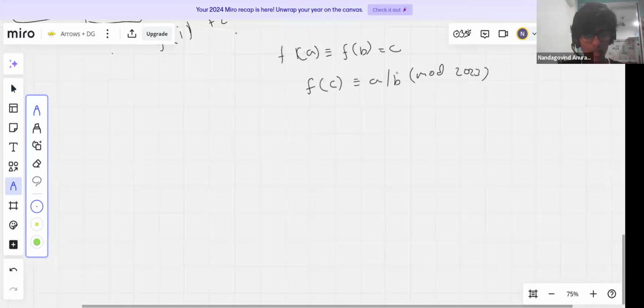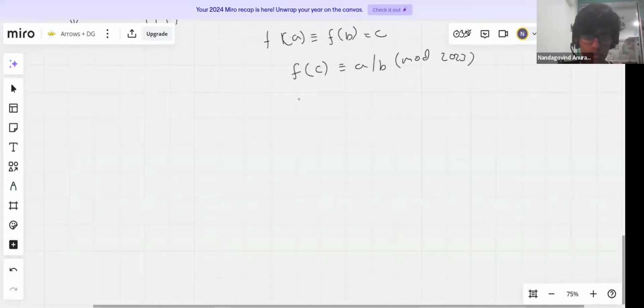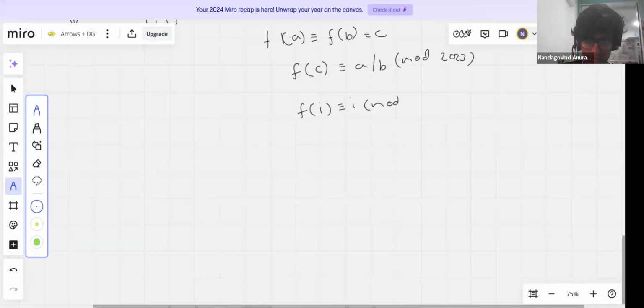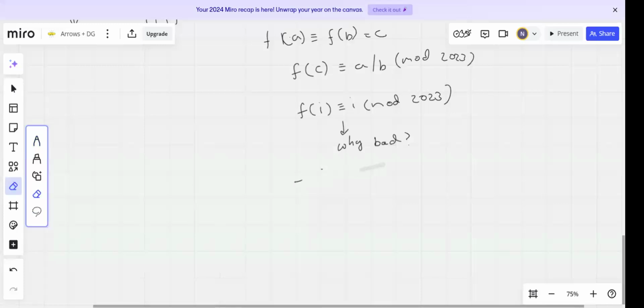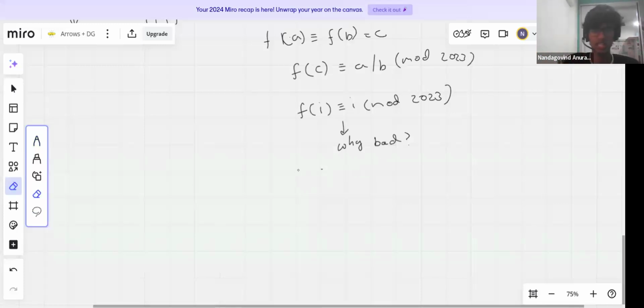But I'm just telling that f of i is congruent to i mod 2023. Why is this bad? This is not related with injectivity. I'm telling that there's no j; j is just i. So f of i is congruent to i mod 2023. I'm not saying f of i is i and also f of j is i, nor that f of i is congruent to j mod 2023. There's no j now. Like, j is just i. Does that make sense?